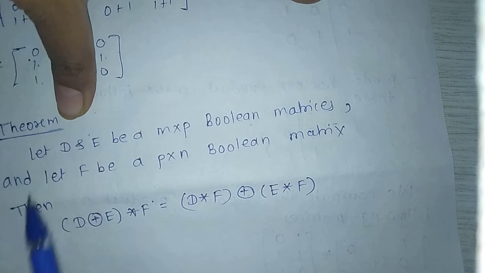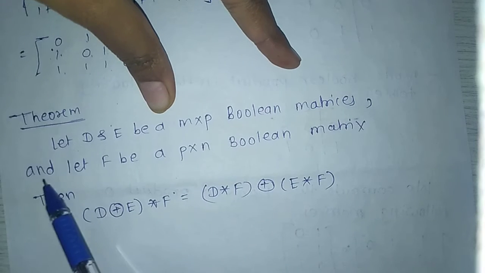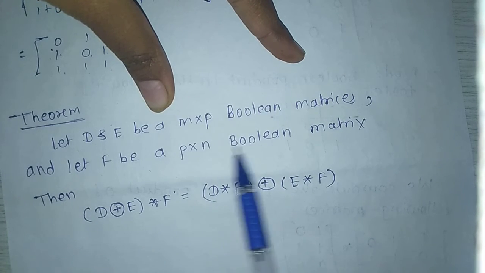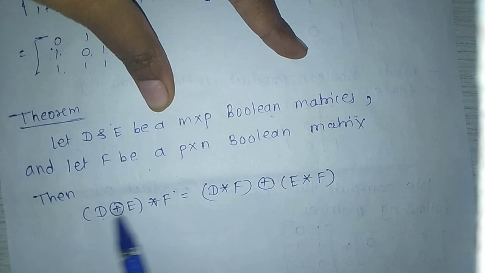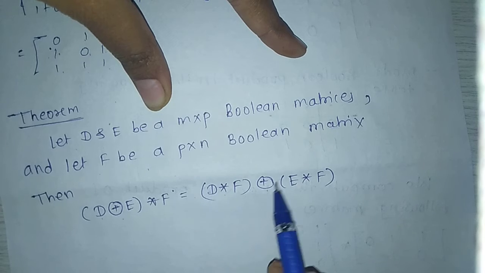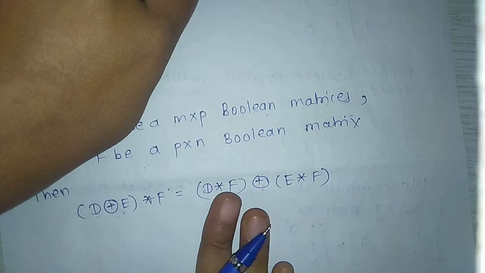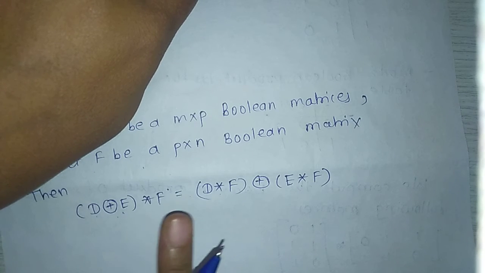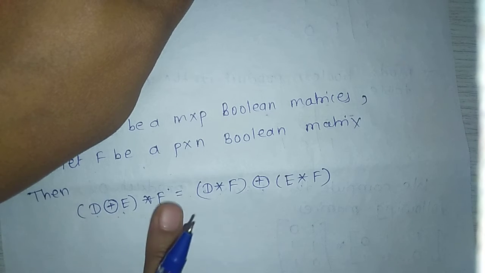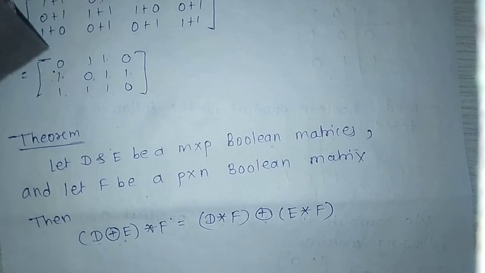Next theorem. Let D and E be m by p Boolean matrices and let F be a p by n Boolean matrix. Then D ring sum E star F equal to D star F ring sum E star F. This is nothing but the distributive property for ring sum and star. Next, parity check matrix.